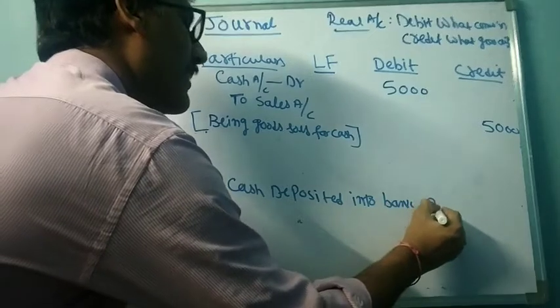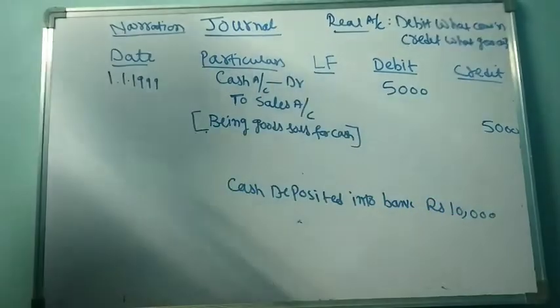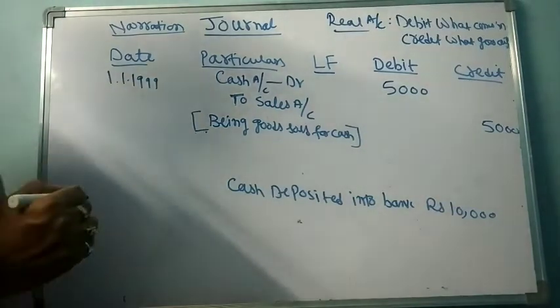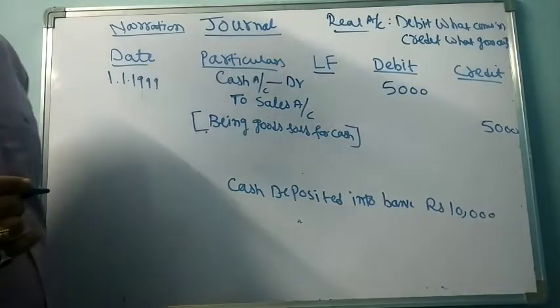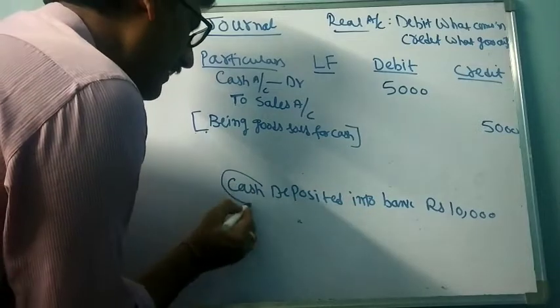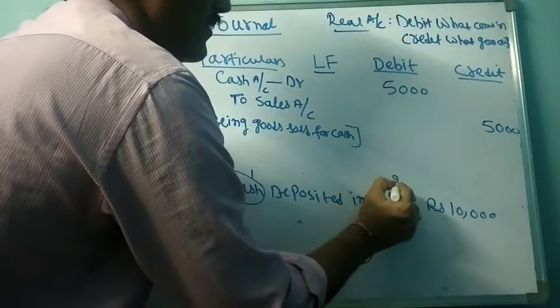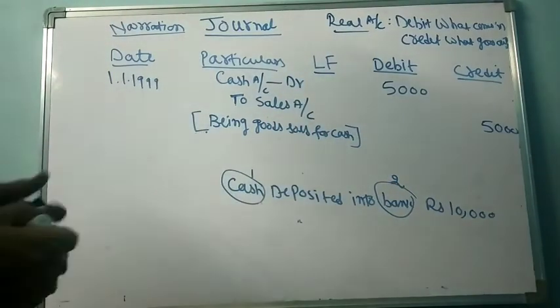Rupees 10,000. Let us assume this is the economic transaction. Now we should identify. First, always the first part, very difficult task, is identifying the types of accounts. So first of all, how many accounts are there? Cash is one account, bank is one account. So you identified that there are two accounts in this transaction.